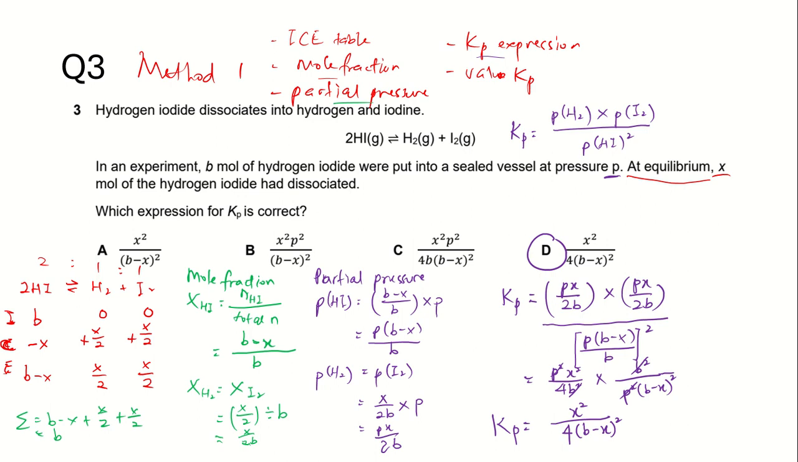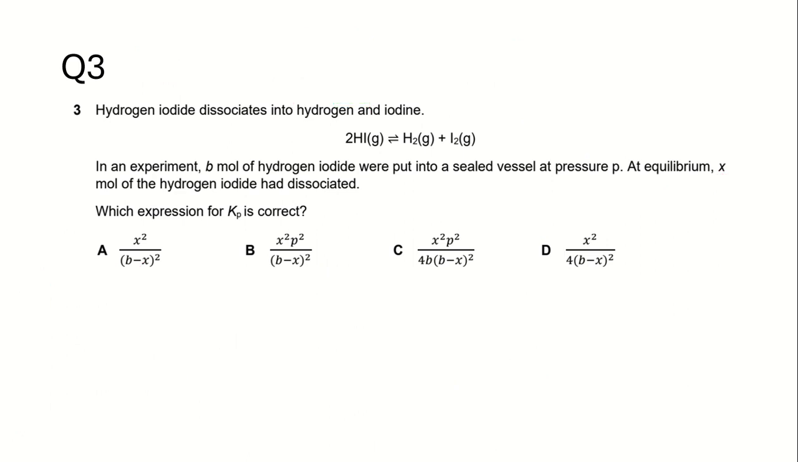Now let's look at method 3. This is a very long method, right? But if you are asked to find an expression for Kp in paper 2, you have to use this method, because marks will be given to every single part of the working: the mole fraction, the partial pressure, and at the end substitution to find the final expression of Kp. Now let's look at question 3.